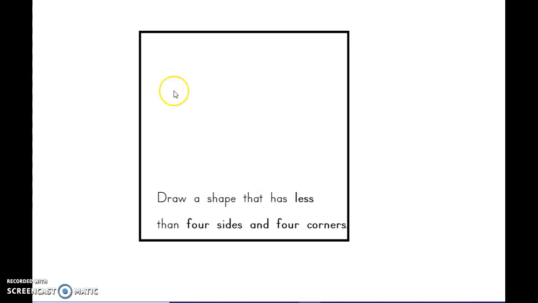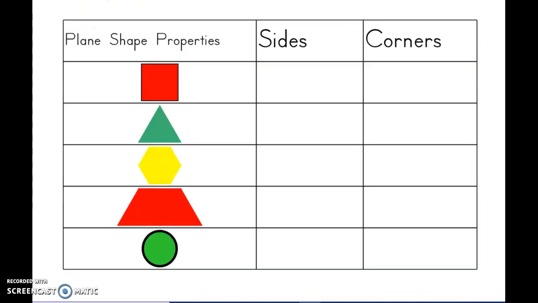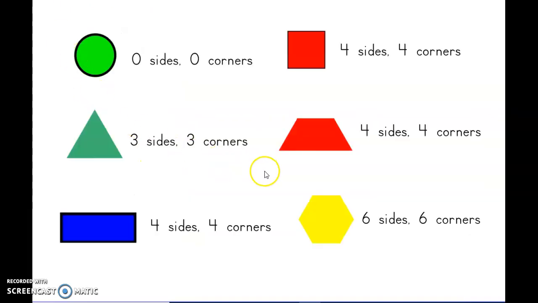So just a quick reminder and review of what we talked about when we identify and sort plane shapes. We talk about how many sides and how many corners they have. Not what color they are, not what size they are. This is what really identifies plane shapes as plane shapes. All right, so go ahead and you can complete your Seesaw activity for today.